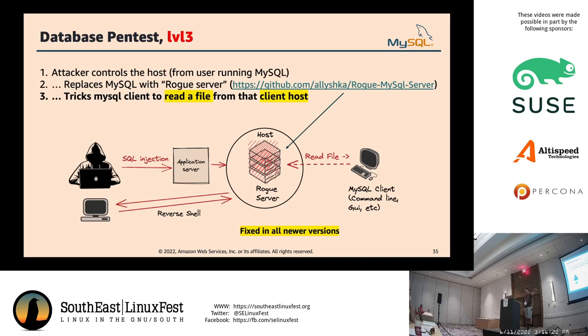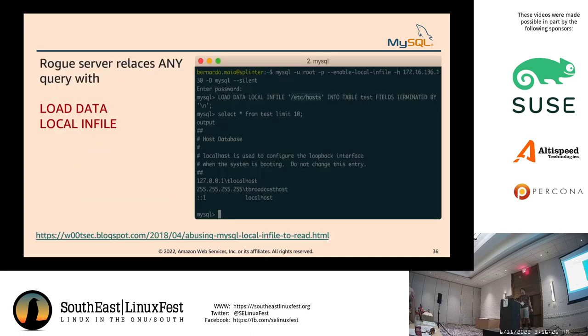And this is really bad. So how does it work? Basically, it's very simple. Well, it's fixed, but it was very simple. A rogue server replaces any query with load data local infile. And load data local infile basically reads the file from the client and sends it over to the server.